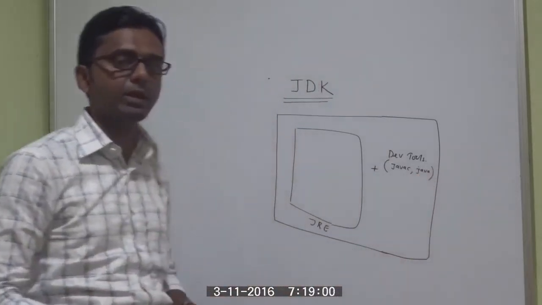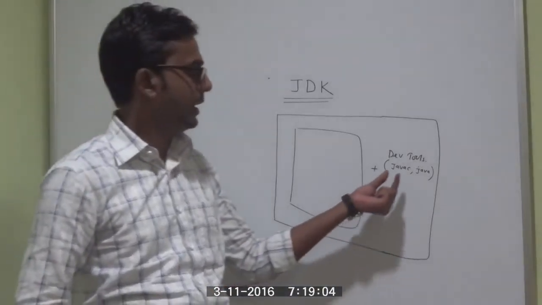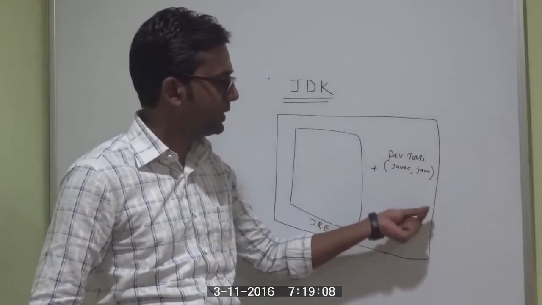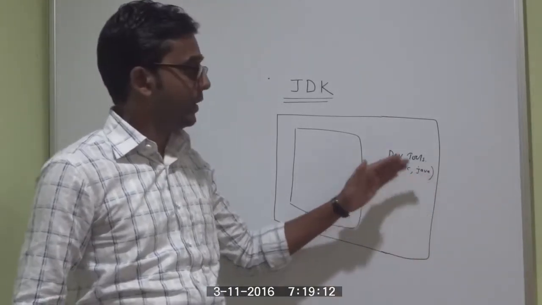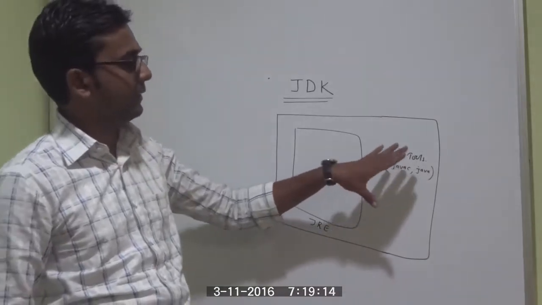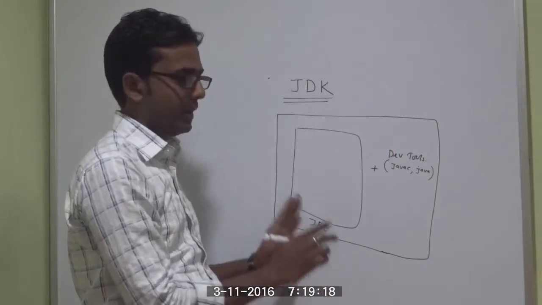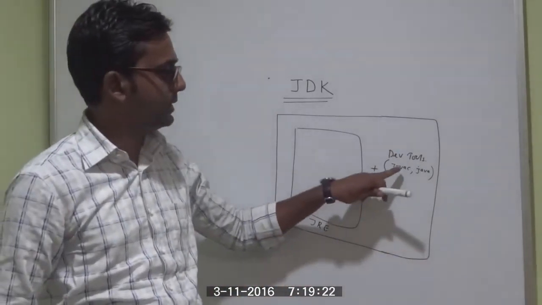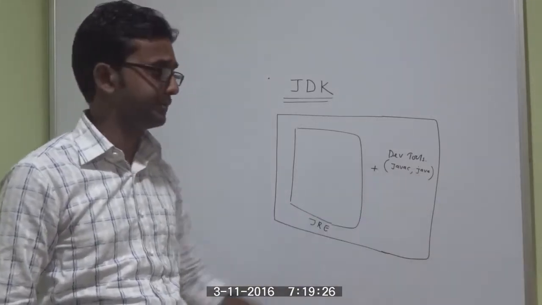Because in the previous tutorial, I already discussed that to compile any Java program, the compiler we need is the javac compiler, and to execute the Java program, the interpreter we need is the Java interpreter. From where will we get this compiler and this interpreter? From JDK. If you install JDK in your machine, then automatically the javac compiler and Java interpreter will be installed in the machine.